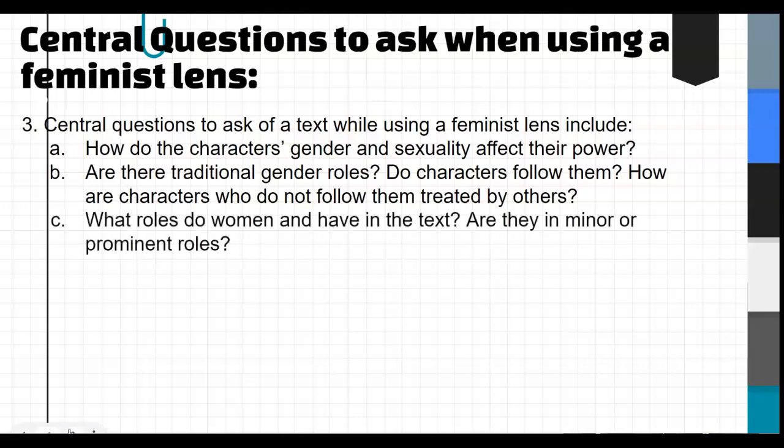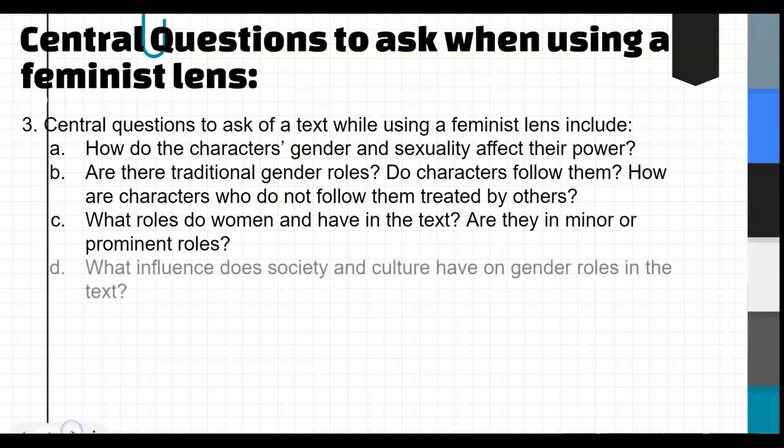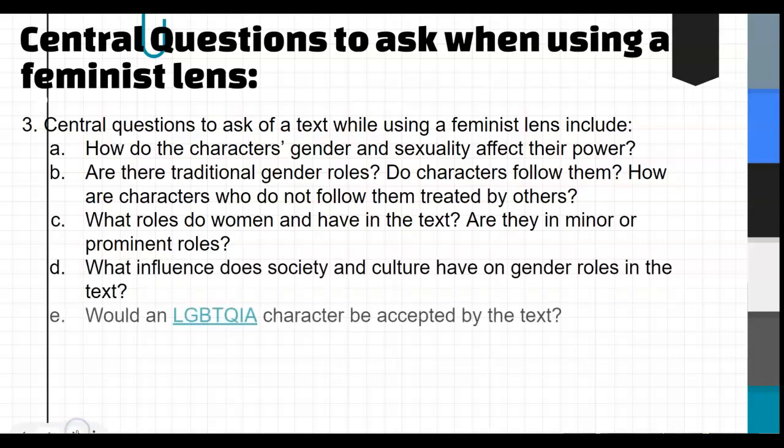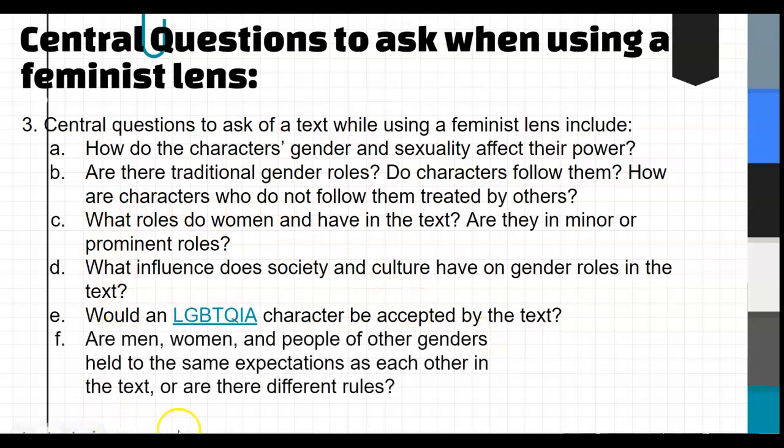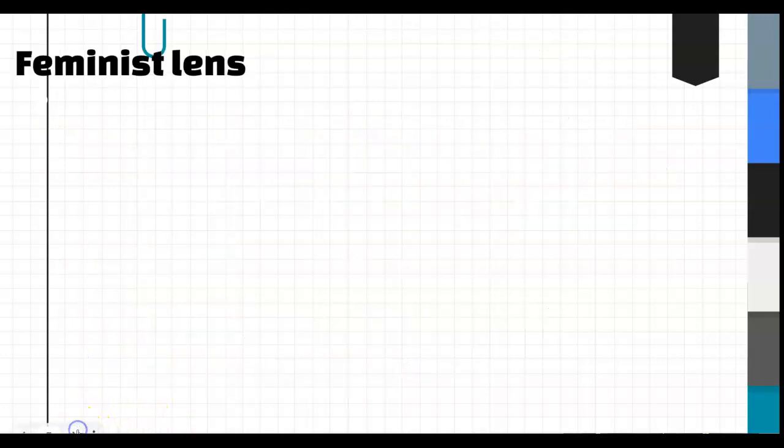What roles do women have in the text? Are they in minor or prominent roles? What influence does society and culture have on gender roles in the text? And then consider this. If an LGBTQIA character suddenly entered the world of the book, how would they be accepted by the other characters? Are men, women, and people of other genders held to the same expectations as each other in the text? Or are there different rules based on gender?